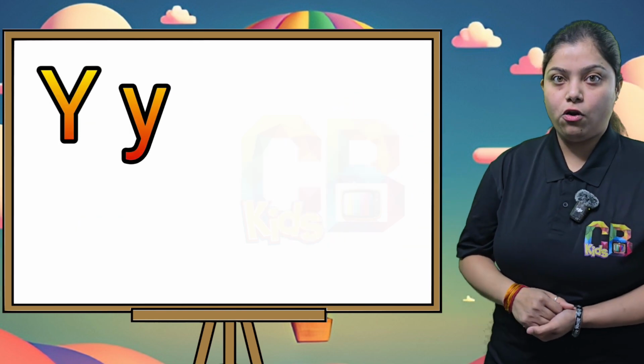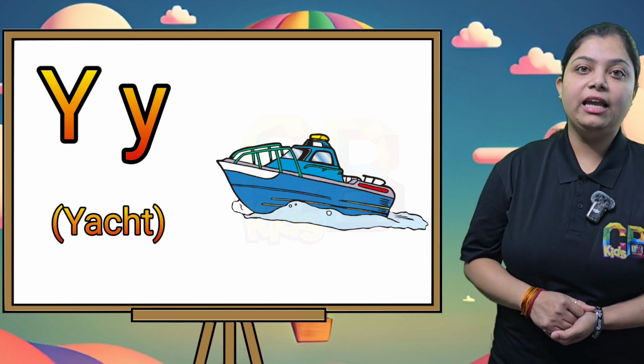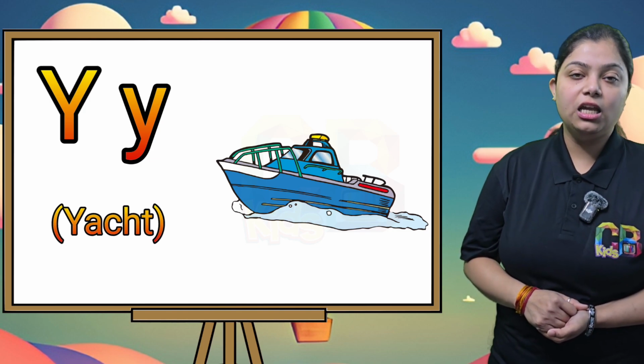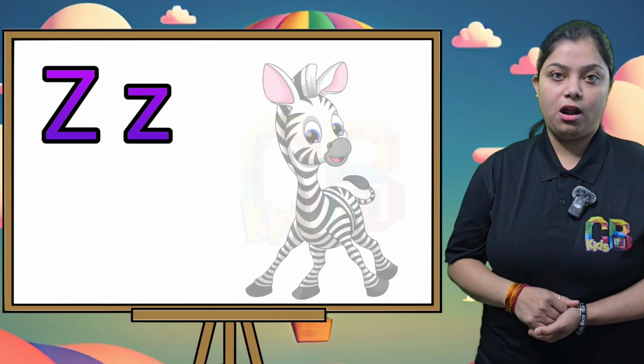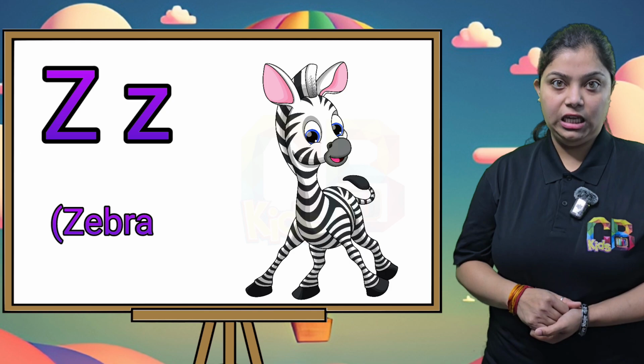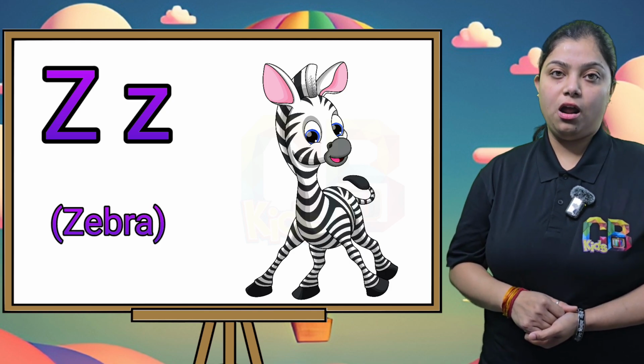Y for yacht. Y A C H T yacht. Z for zebra. Z E B R A zebra.